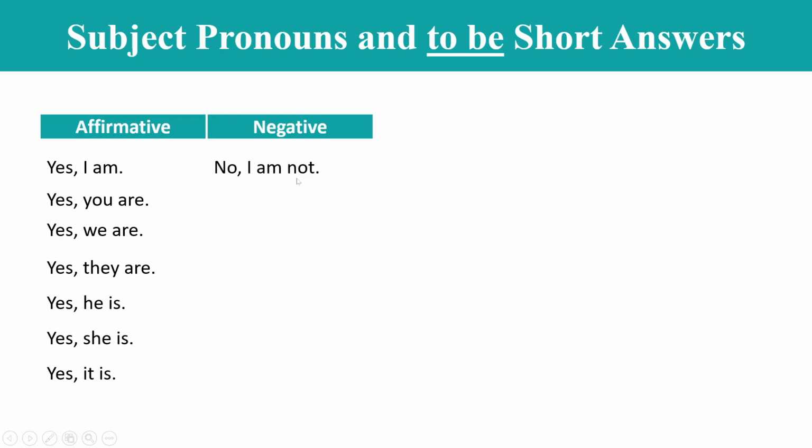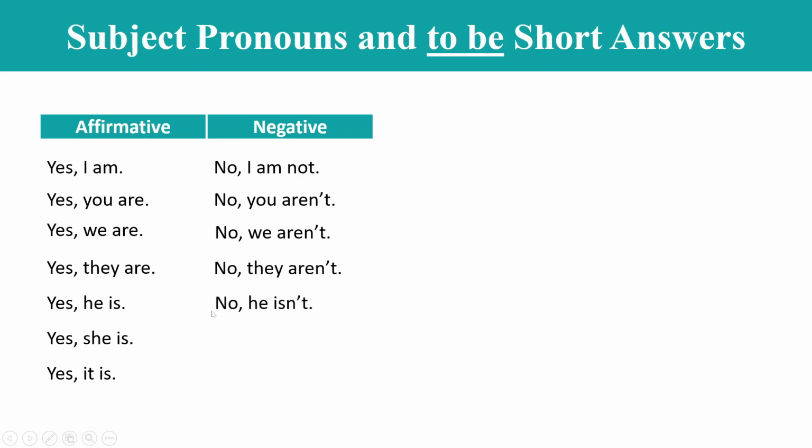Now the negative short answers. No, I am not. No, you aren't. No, we aren't. No, they aren't. No, he isn't. No, she isn't. No, it isn't. Okay, as you can see in the negative short answers, you have to use the contracted form of not with the to be verbs. Let me tell you here that we cannot contract the to be verb am with not. So we always write them separated.